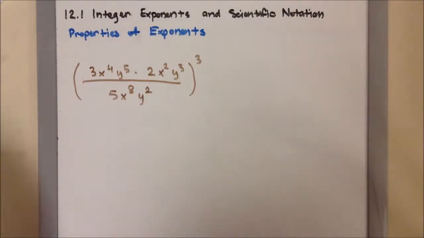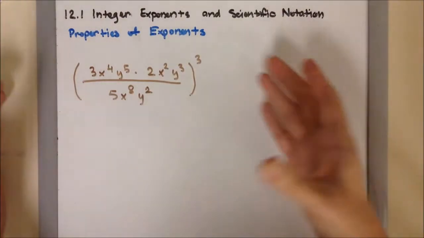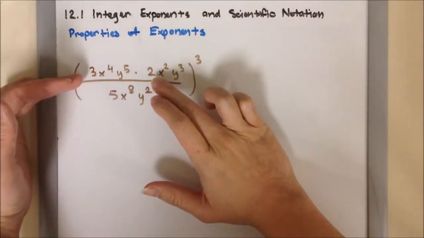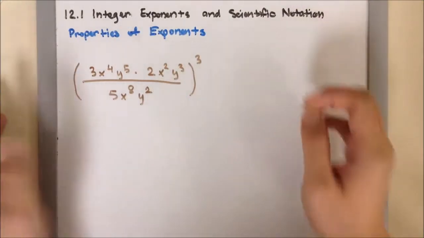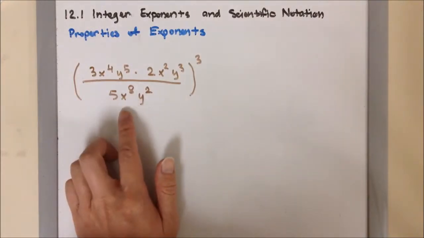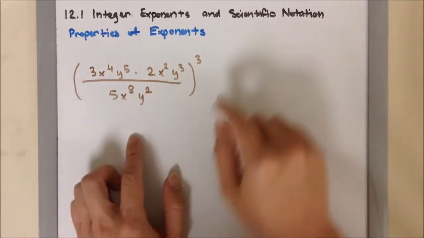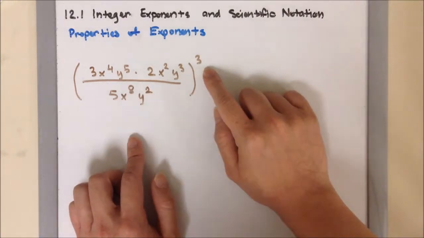So in this example, as you can see, we have a big fraction with multiple x's, multiple y's, and multiple coefficient numbers in the numerator, while I have a singular number, a singular x, and a singular y in the denominator, while the whole fraction is being raised by the third power.